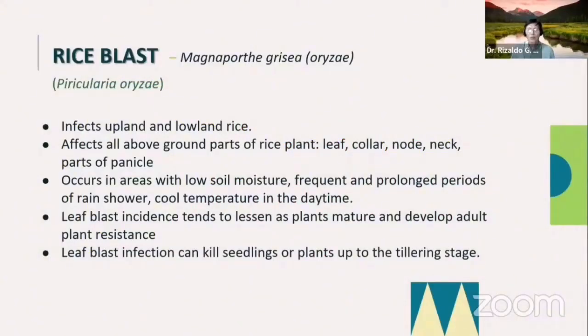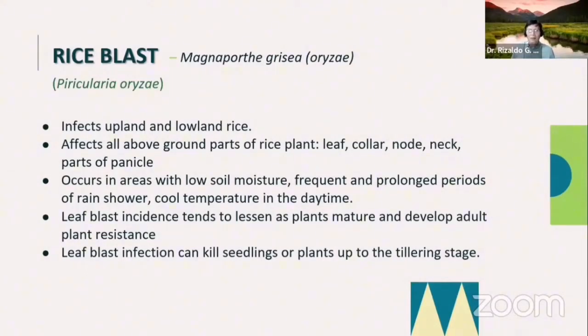Blast. It is caused by Pericularia oryzae, and sometimes the perfect stage is known as Magnaporthe grisea. Some other people call it Magnaporthe oryzae. The disease infects upland and lowland rice. It affects all above ground parts of the plant: the leaf, the collar, the node, the neck, and parts of the panicle.